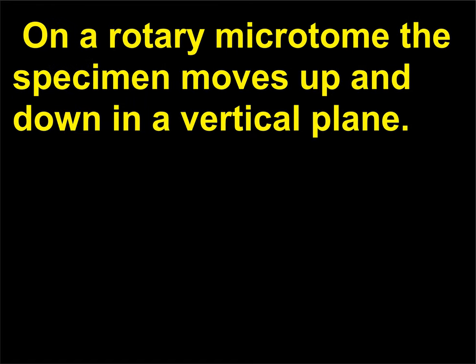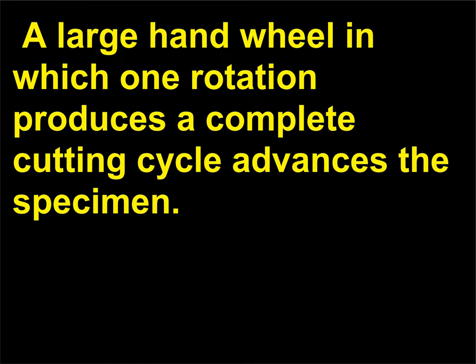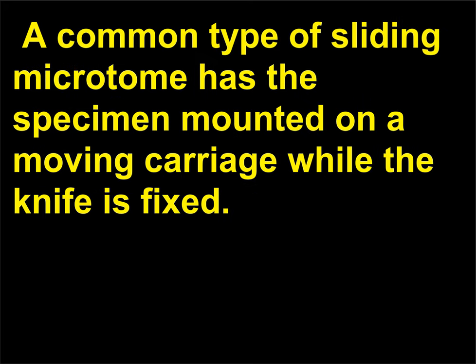On a rotary microtome, the specimen moves up and down in a vertical plane. A large hand wheel in which one rotation produces a complete cutting cycle advances the specimen. A common type of sliding microtome has the specimen mounted on a moving carriage while the knife is fixed.